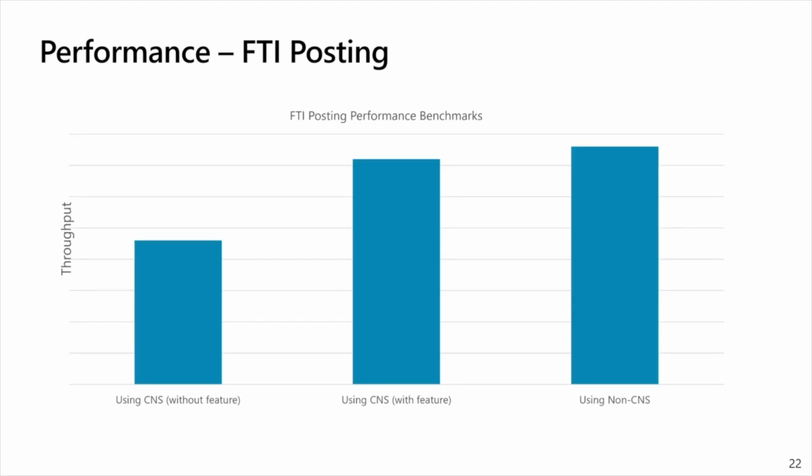Another one we did was free text invoice posting. When we don't use this feature, the first tile here, without the feature, we saw the throughput compared to non-continuous was pretty much half. But with the new feature, we were able to get performance very similar to non-continuous number sequence for the exact same volume, exact same process. It was somewhere around 90-95% close to what you would expect with the non-continuous number sequence.